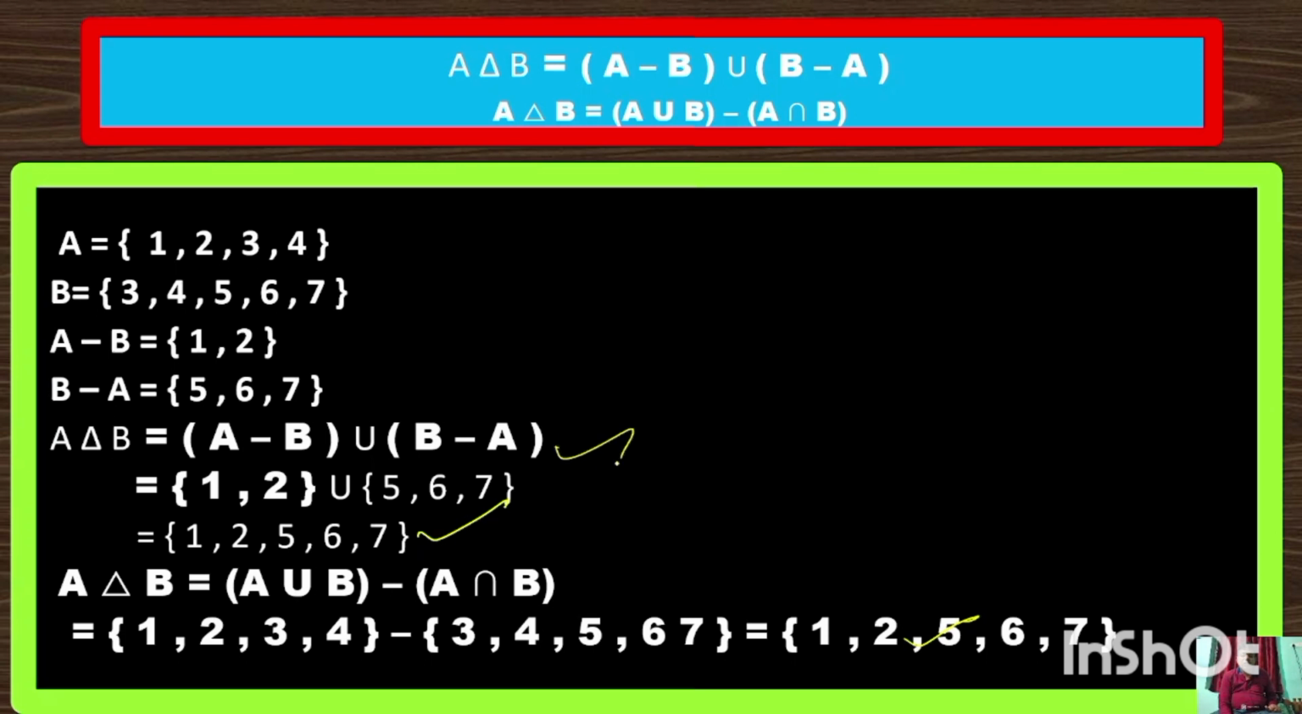So these two formulas are equivalent statements to find the symmetric difference of the two sets A and B, which is read as A delta B. One formula is A delta B equals A difference B union B difference A. Another formula is A union B difference A intersection B. Remember these formulas. Understand? Okay.